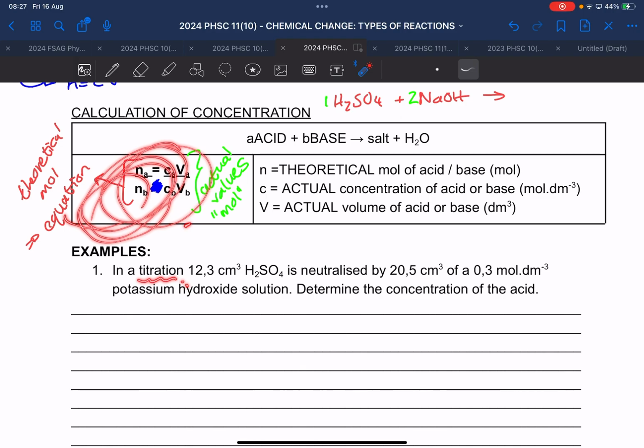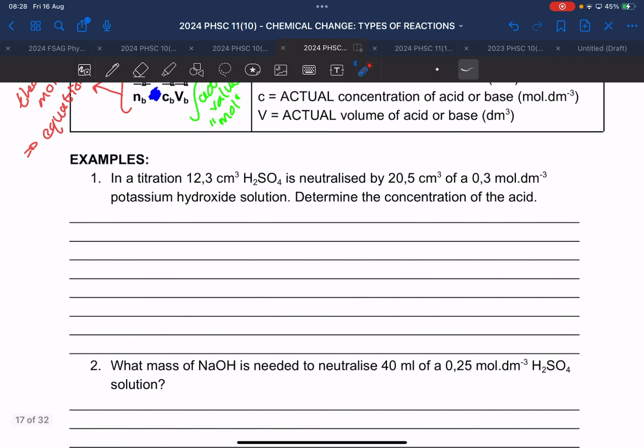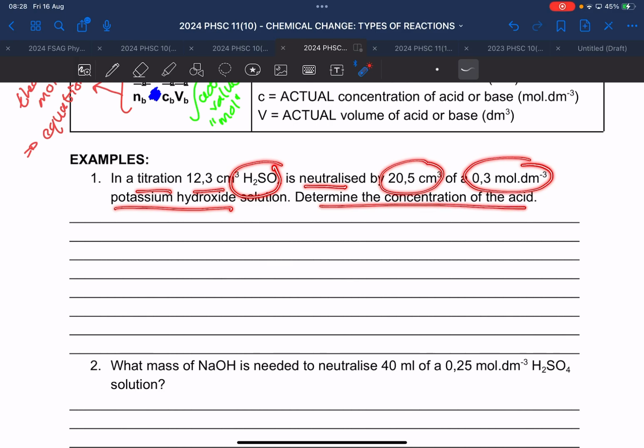There is another way to do this calculation. So again, if you have extra classes somewhere else, or past papers or books, and you see another way, that's fine. There's a million ways. I just use this way because everything is together. So if you read titration, you think of this formula that will be on your data sheet. They say in a titration, so much sulfuric acid is neutralized by so much potassium hydroxide. Determine the concentration of the acid.